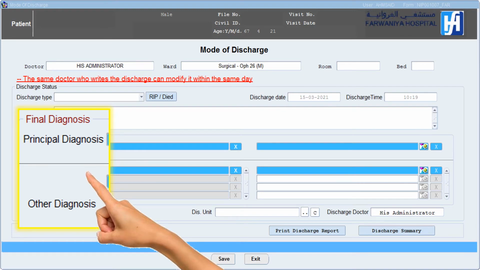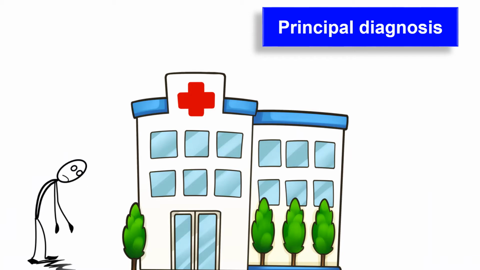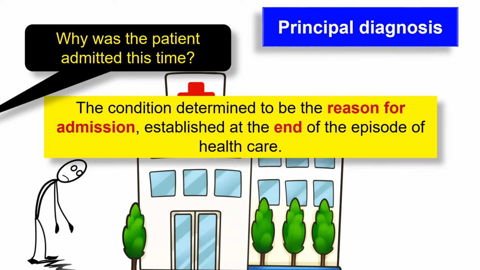The principal diagnosis. The principal diagnosis relates to one important question. Why was the patient admitted this time? The principal diagnosis is the condition determined to be the reason for admission established at the end of the episode of healthcare. The principal diagnosis is not the provisional diagnosis. The provisional diagnosis was your best educated guess, based on your experience and the patient's presenting clinical picture, of what could possibly be the diagnosis.